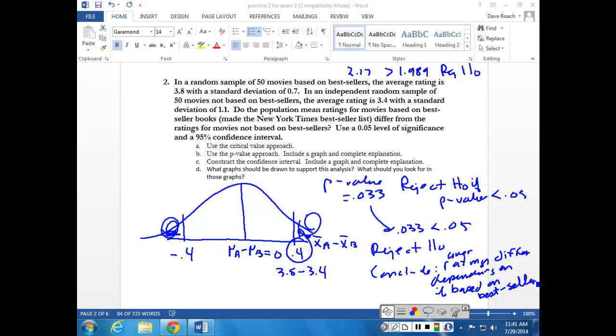When you're writing your conclusion, you're basically just going back to the problem. And we're saying, yes, the population mean ratings based on bestsellers differ from the ratings for movies not based on bestsellers. So you can make that into, in this case, a statement: they do differ. If you'd failed to reject H0, in other words, just get rid of that, make that a capital, change that into a period, and you've got your conclusion.